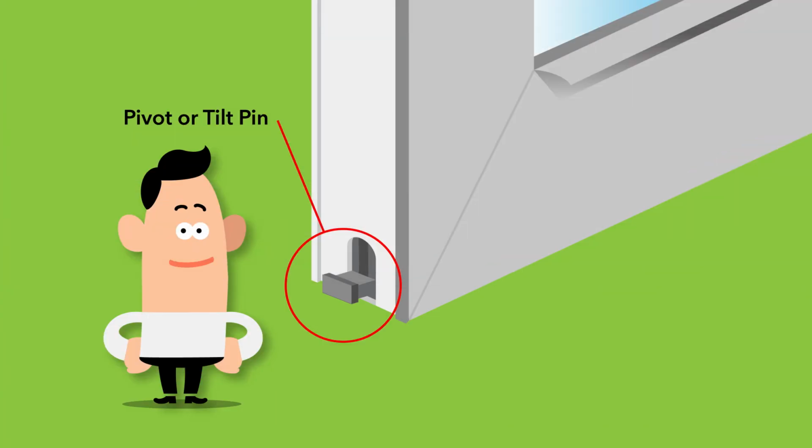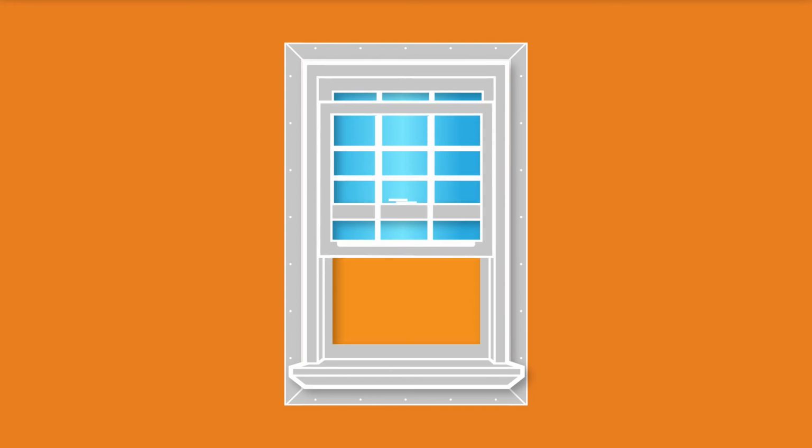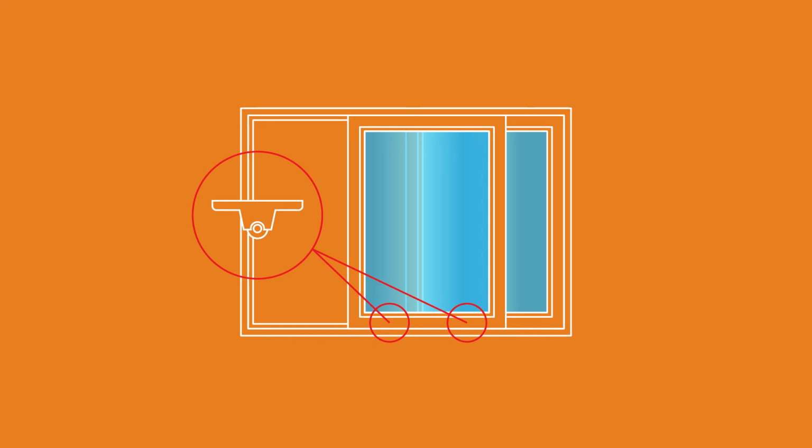In each instance, the balance is seated in a pivot pin. The pivot or tilt pin is attached to the bottom of the window sash. The balance must be properly seated in the pivot pin to allow the window to raise and lower properly. Sliding window sashes operate horizontally with rollers or glide pads.